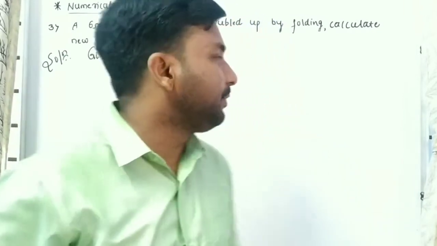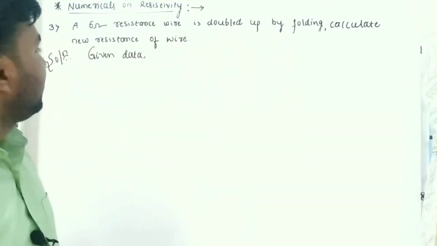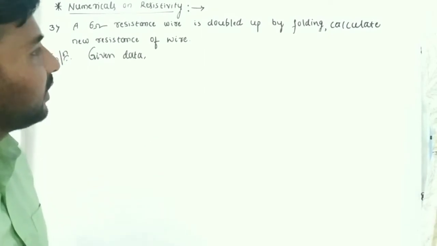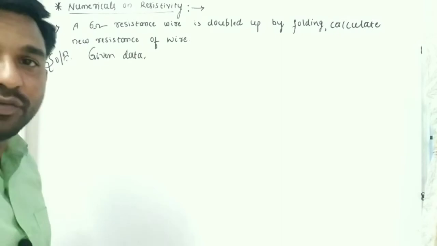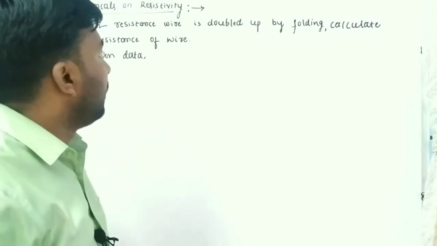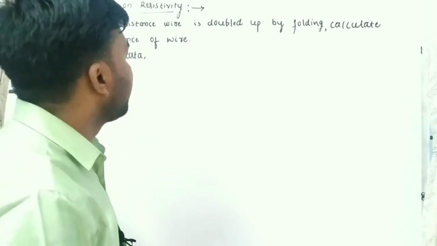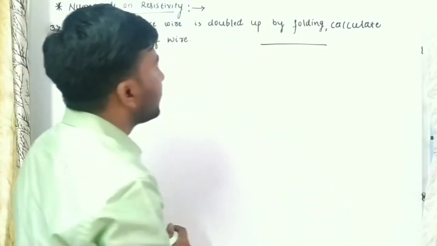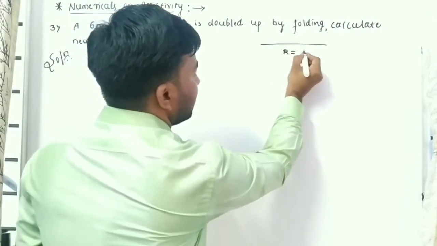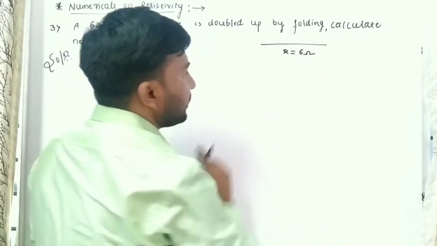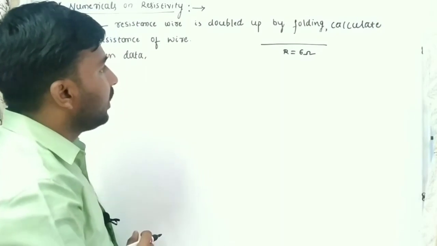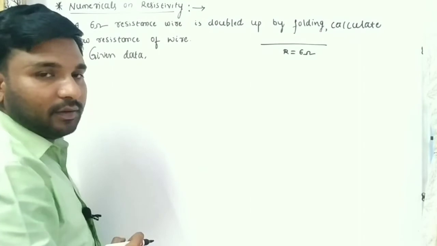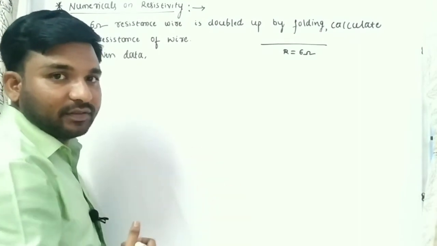The next problem is: a 6 ohm resistance wire is doubled up by folding. Calculate the new resistance of the wire. So here in this one problem, we have a wire of resistance 6 ohm. Now when we have doubled this wire, we need to calculate the new resistance of the wire.